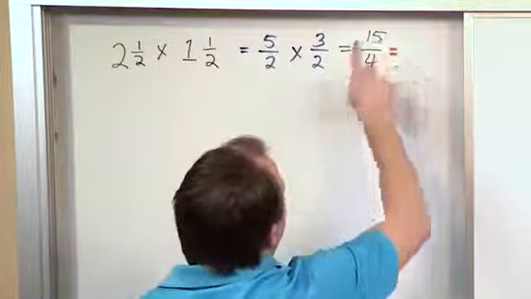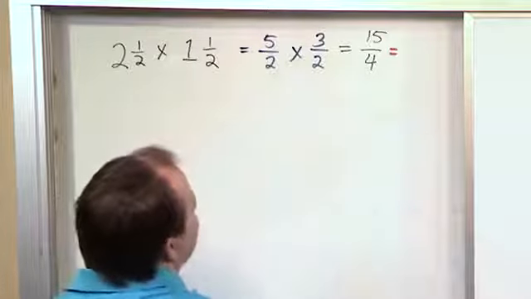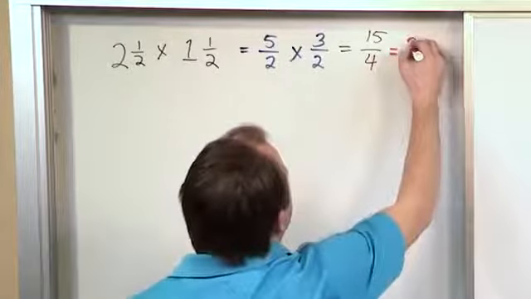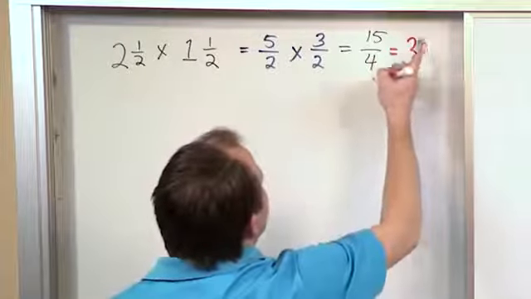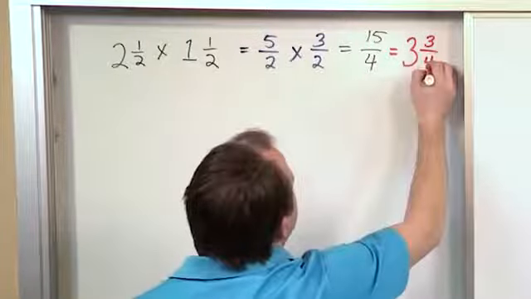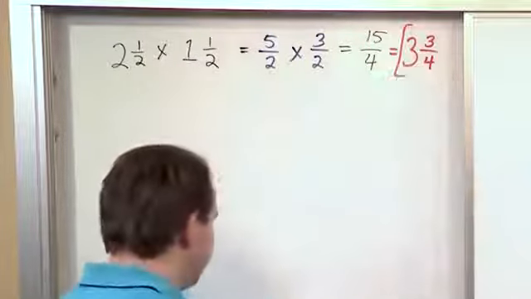How many times will 4 go into 15? 4 times 3 is 12, and 4 times 4 is 16. That's too big. So 4 times 3 is 12. It'll go 3 whole times. The difference between 12 and 15 is 3, so that's the remainder. And we always write it over what's on the bottom. So the answer is 3 3/4.